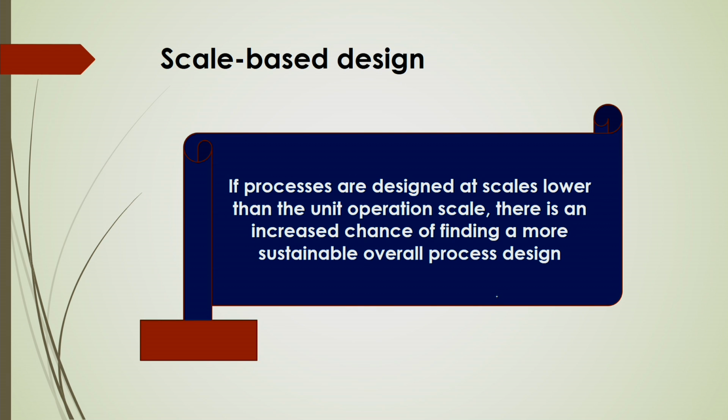So you are designing the system in such a way that either your fluid particles are reducing in size, or your equipment is being reduced for that particular chemical engineering process. If the processes are designed at scales lower than the unit operation scales, there is an increased chance of finding a more sustainable overall process. In that case you can get more mass transfer, more heat transfer and better yield in other chemical engineering operations.